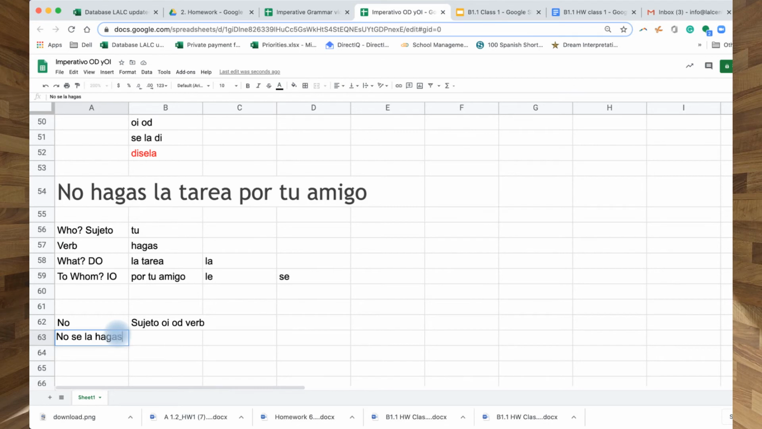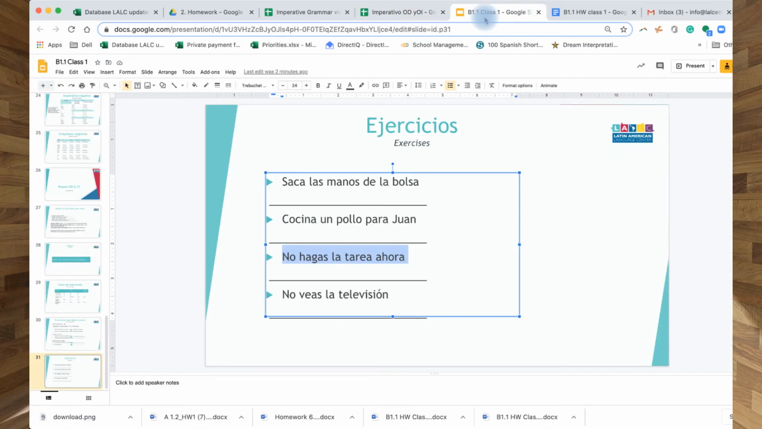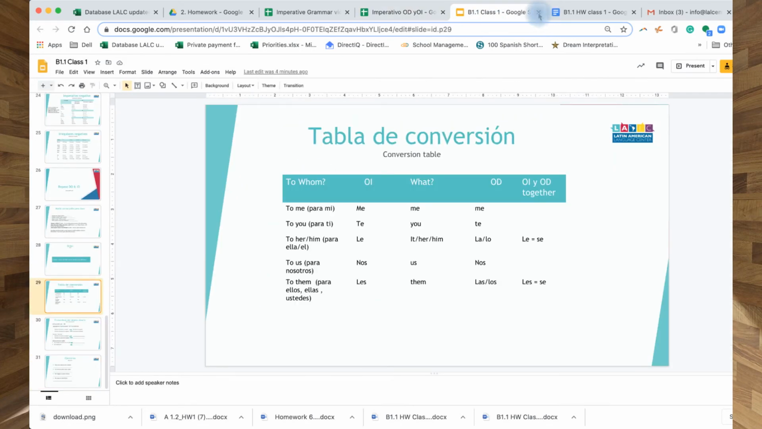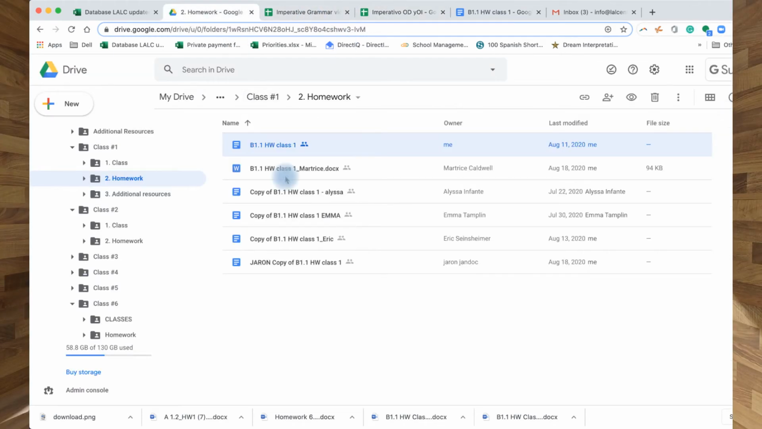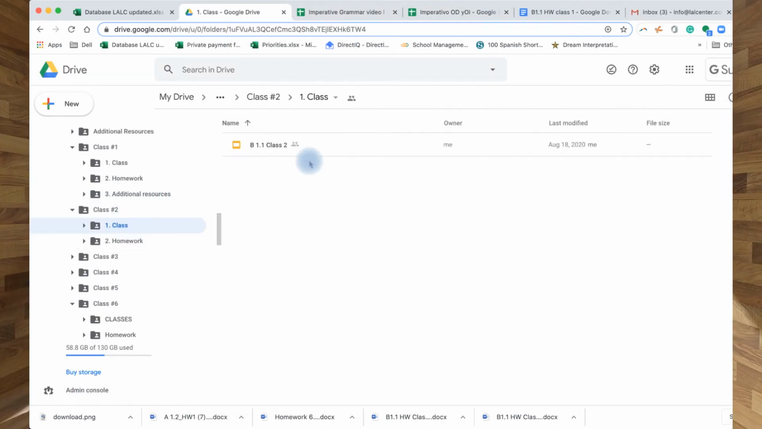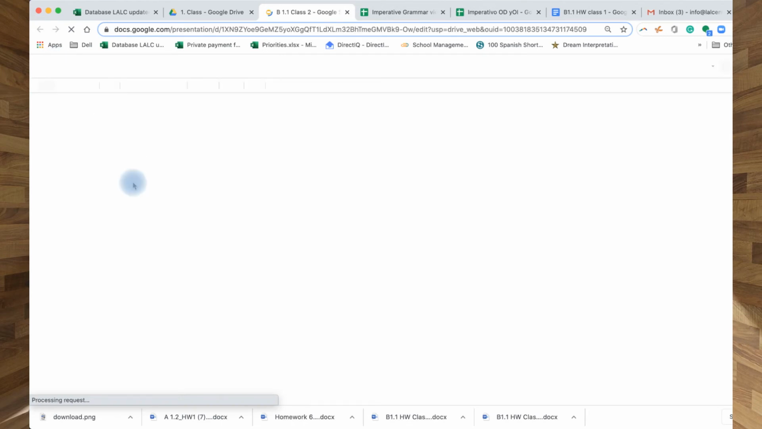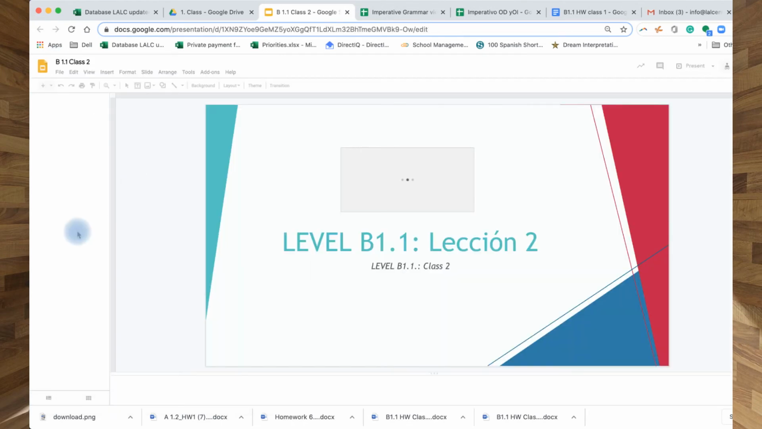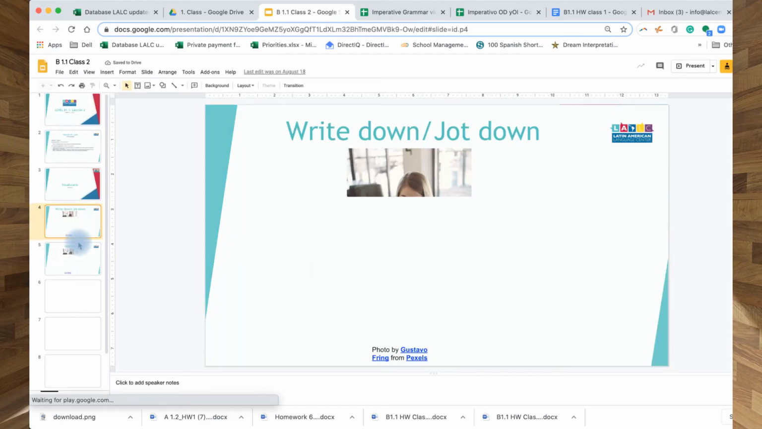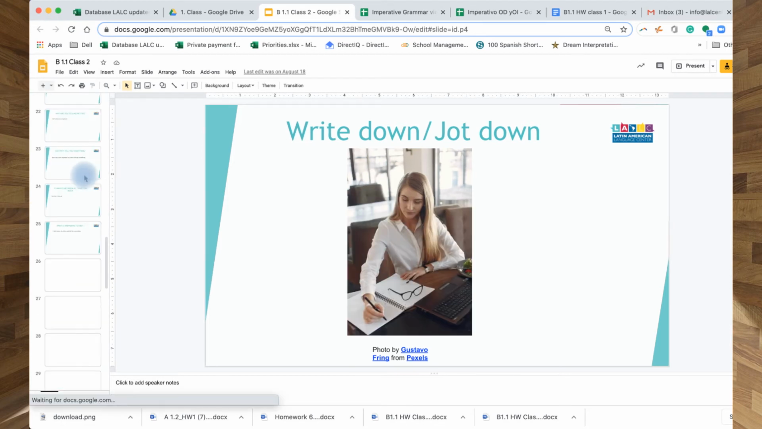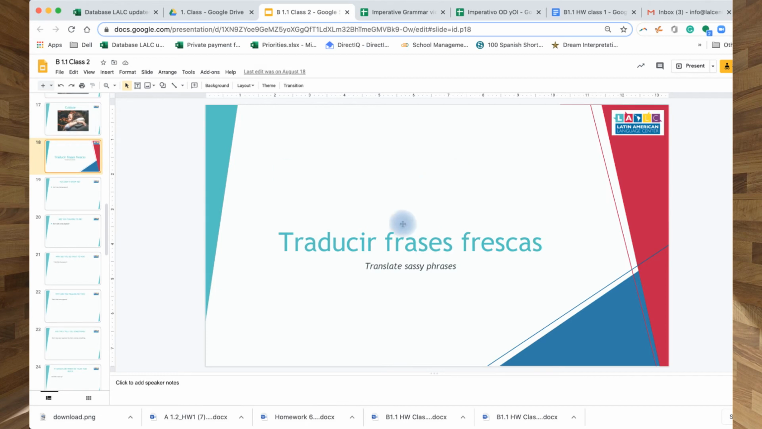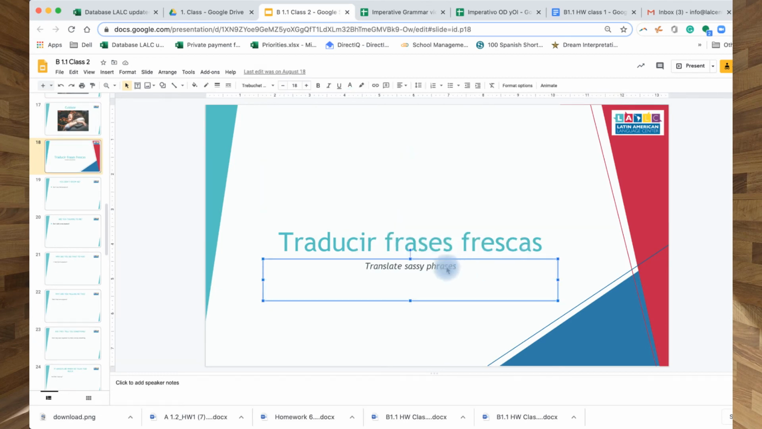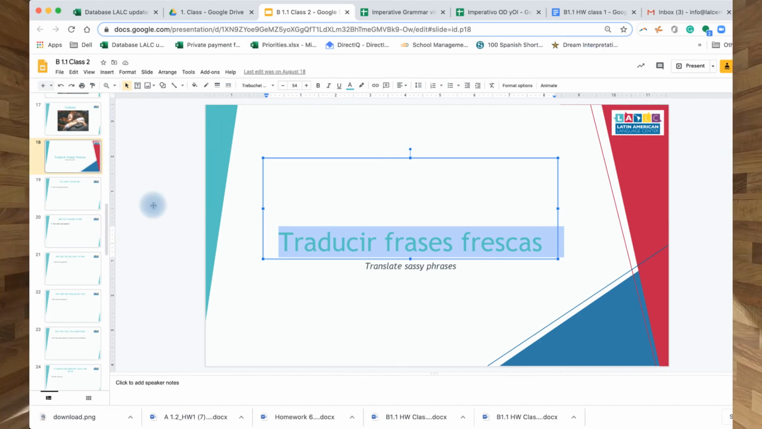So for exercises, guys, I generally give homework for this, but you can do these examples that I show to my students generally to practice this stuff, right? What I tell my students is to, for example, translate these phrases. Frases frescas y sassy phrases. Las frases frescas. So then you can do the rest at home. But let's do this one.